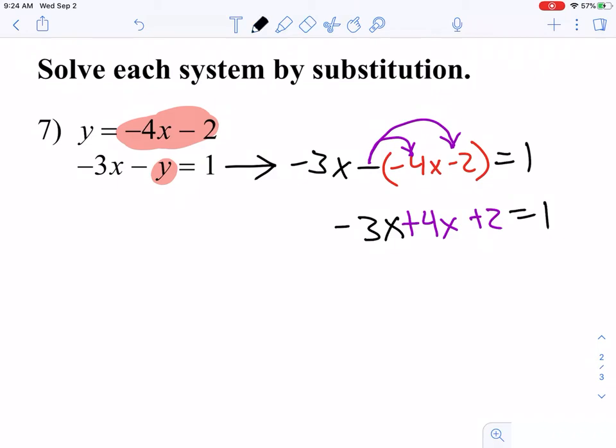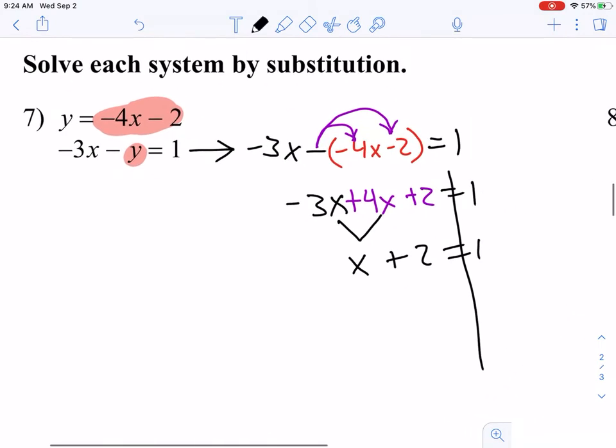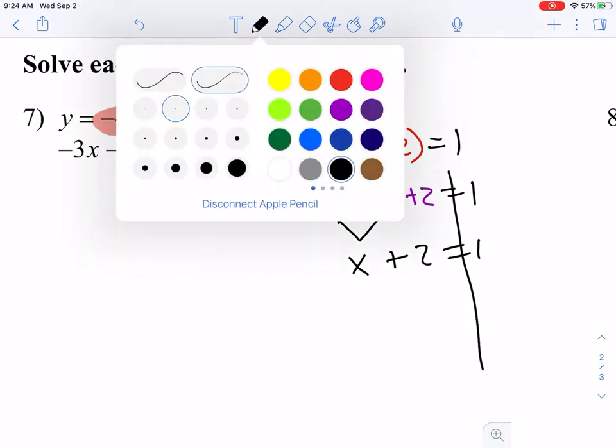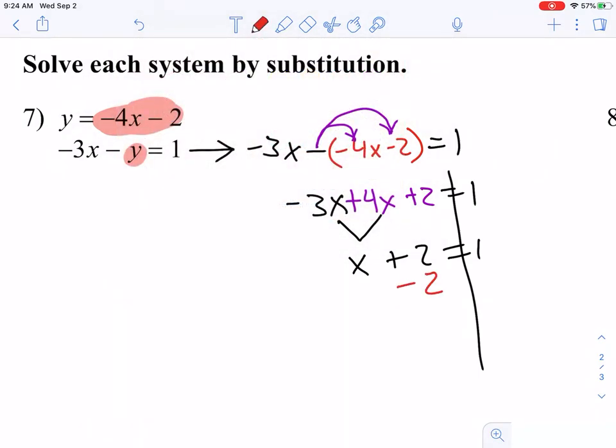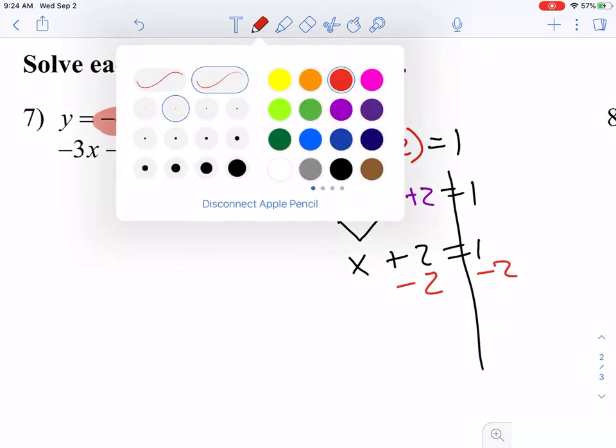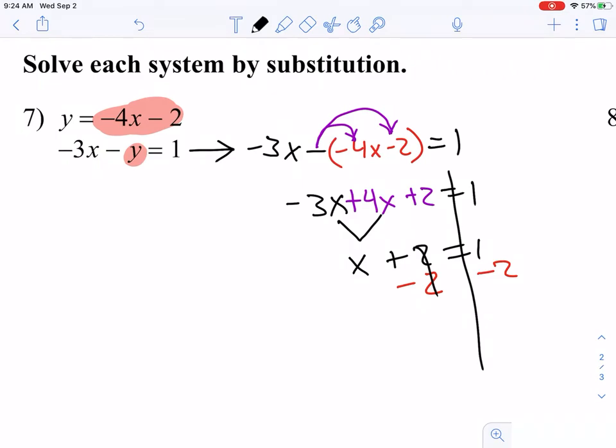All right. My next step is to combine like terms. 3x and 4x are like terms, and the signs are different, so we will subtract and keep the sign of the larger number to get positive 1x plus 2 equals 1. Now I didn't write 1x because it means the same thing as x. And then we would subtract 2 from both sides. Oops, I don't know what I decided to do there. And then x is equal to negative 1.